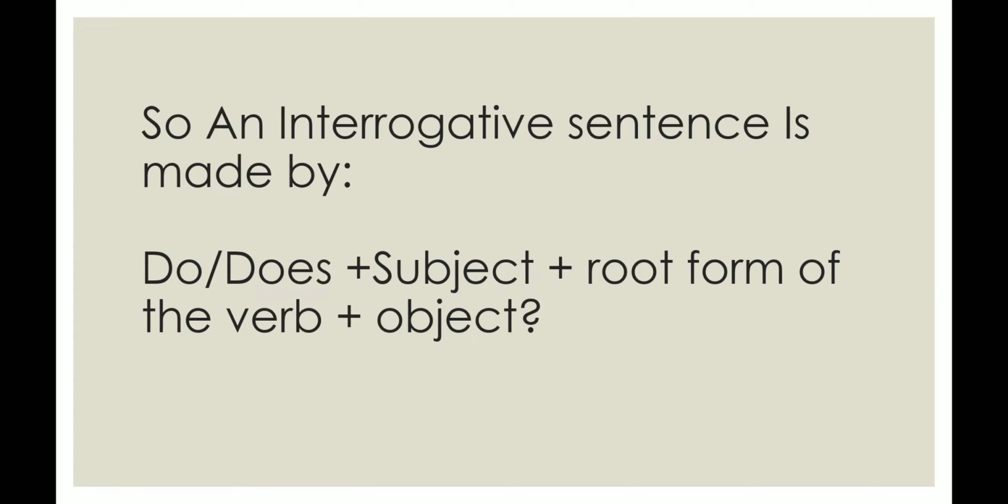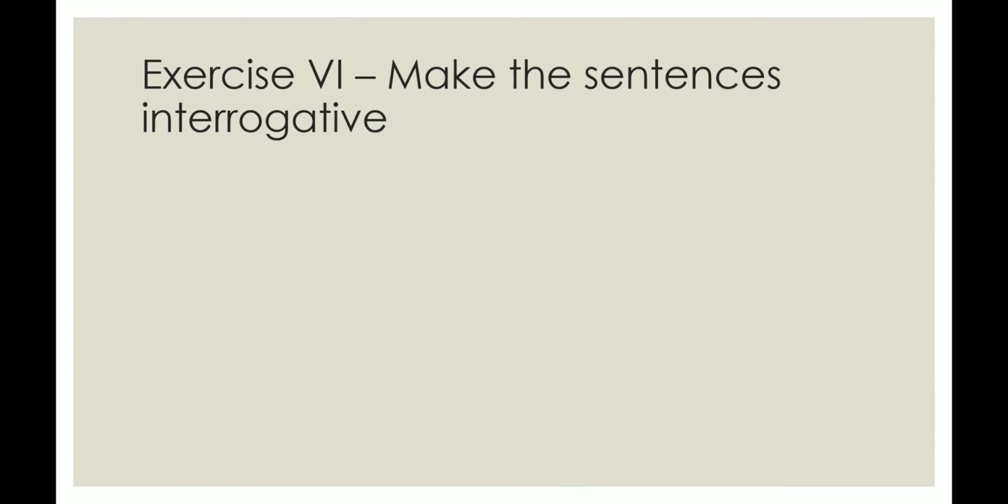So an interrogative sentence is made by, first we will start with either do or does. Then our subject will come, and then we will also use root form of the verb here, as we have used in negative sentences. Okay, there will be root form of the verb plus object, and it will end with the question mark. Let's do exercise 6.